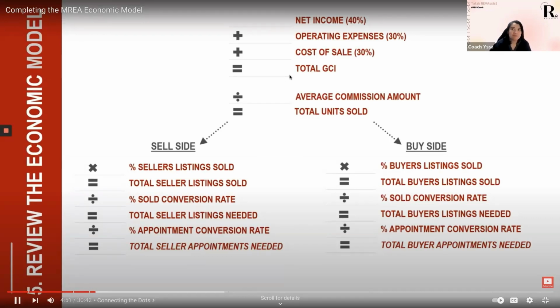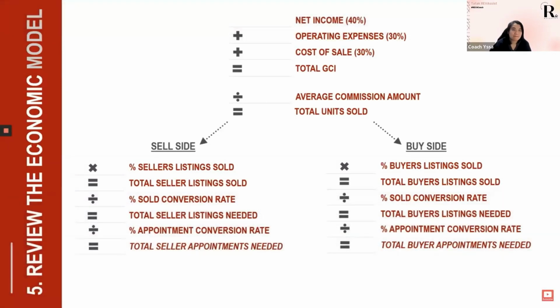Now, to do this, we're going to flip the model. Millionaire real estate agents don't let their current activities dictate their future income. They set a net income goal and then let that number dictate their activities. So we're going to be working in reverse. We're going to start by saying, how much profit do I want to make? And then we'll reverse engineer and work our way back from there.